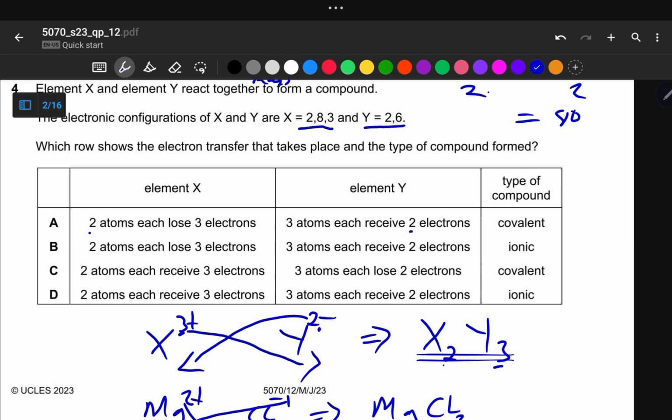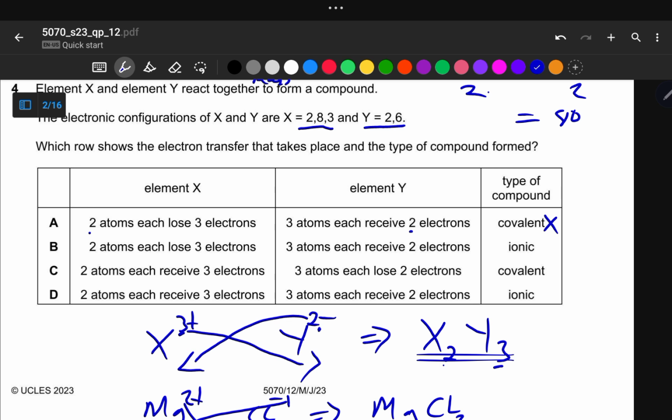But the type of bond, this is very wrong. Electron transfer is done during ionic bond, where one atom loses electrons and the other receives electrons. So this is ionic bonding, not covalent bonding. So covalent bonding is defined as the type of bond formed when two atoms, non-metals, come together to share electrons to achieve the stable noble gas electronic configuration.